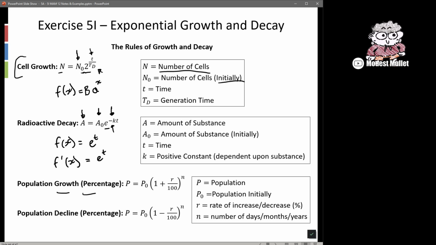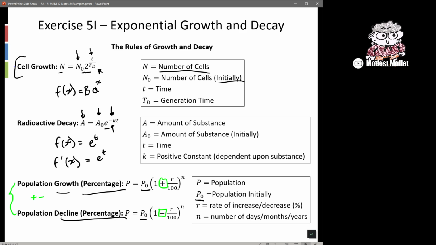Population growth, this percentage one and decline, is very similar. It's actually almost identical to compounding interest that you would have seen before. It's that same idea. It's a percentage rate, increase or decrease. We're starting with some initial amount, and we consider these two equations the same equation. You can consider a plus or minus, and we're just changing that in case the population is increasing, or a negative if the population is decreasing. Again, we're starting with some initial population amount, and then the change is occurring to it.